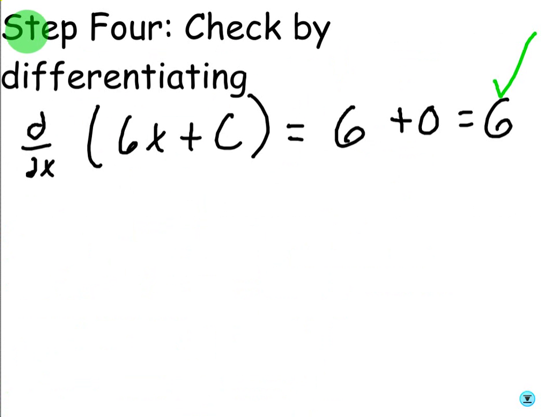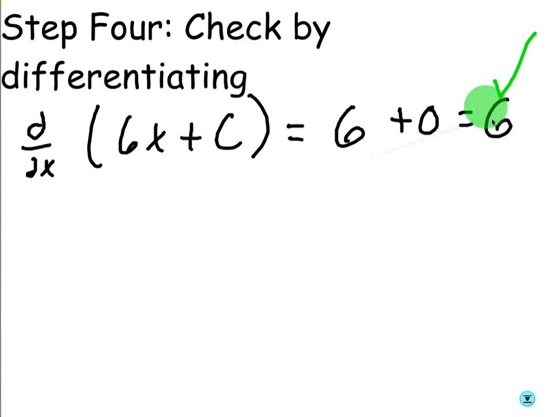Now, you can check by differentiating. So if we differentiate our answer, we should get our original function 6 back. And indeed we do. And so, because we get the original function back, we know we must have found the correct antiderivative. So, there is our antiderivative.